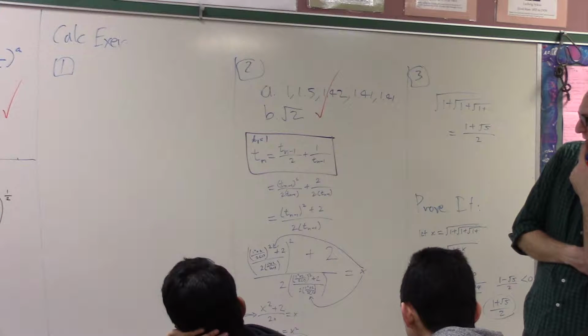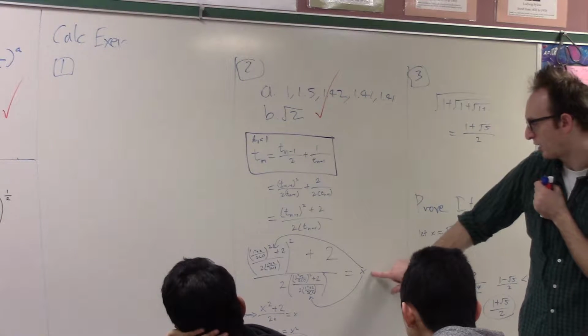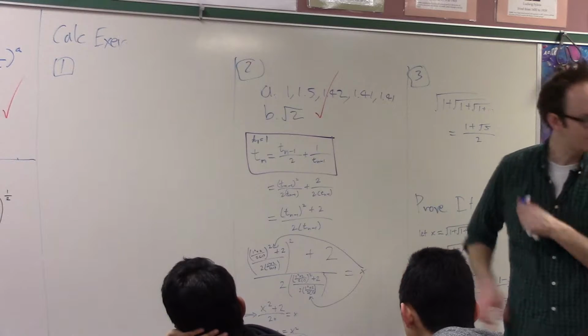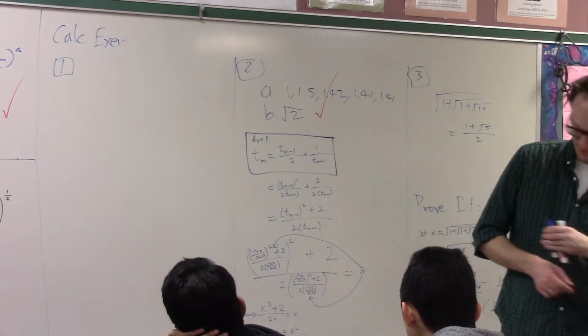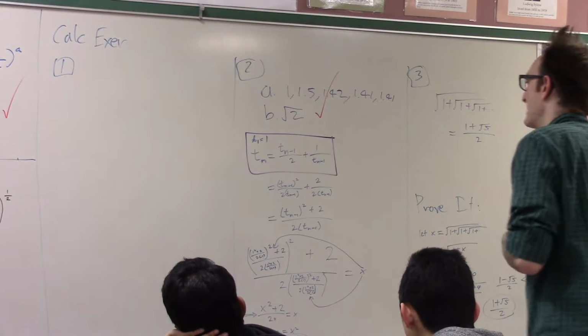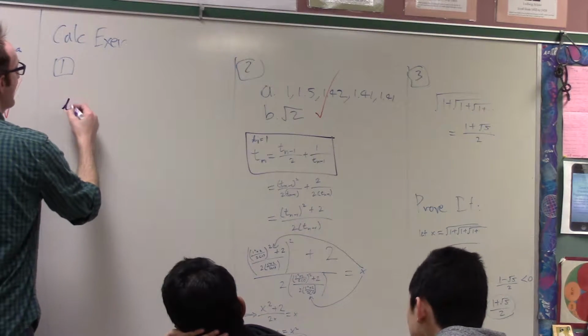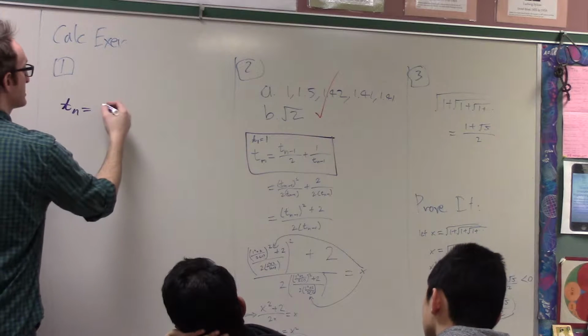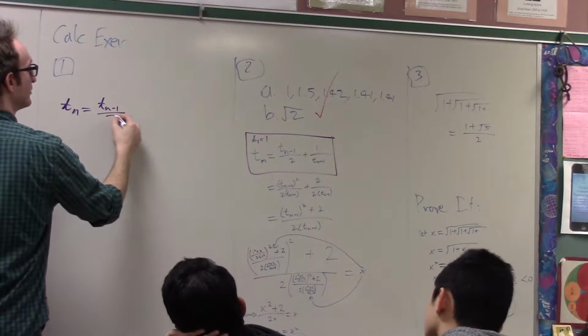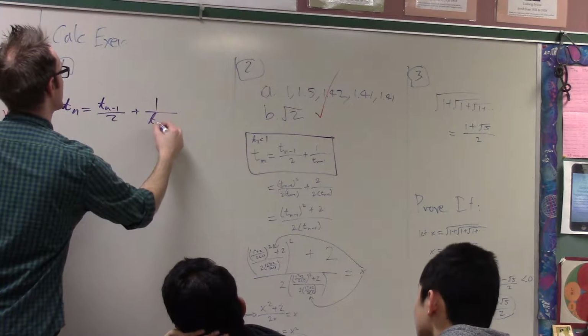eventually he realized that let's just call this thing x. So there's actually a simpler way. Everything he did is awesome and it's right, but there is a little bit of a simpler way to do it. What's going on here is we have some sequence in which the terms are generated like this, over 2 plus 1 over t sub n minus 1.